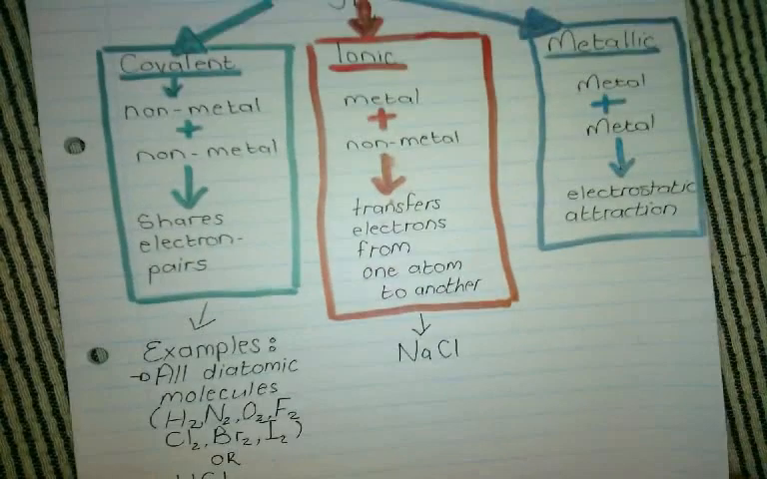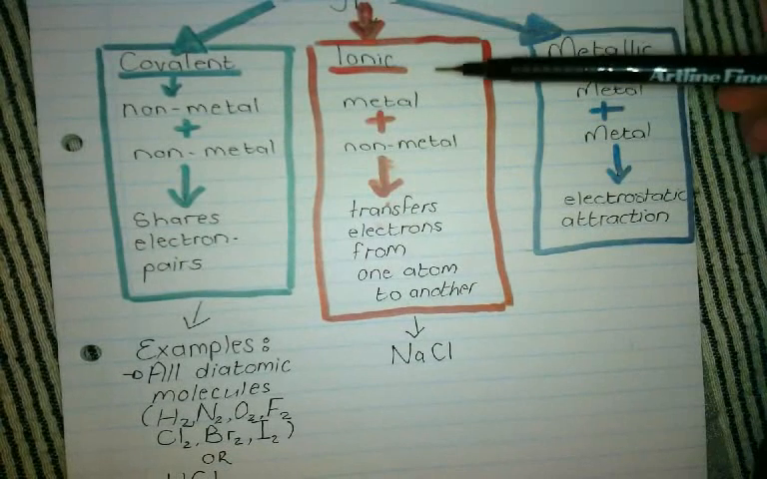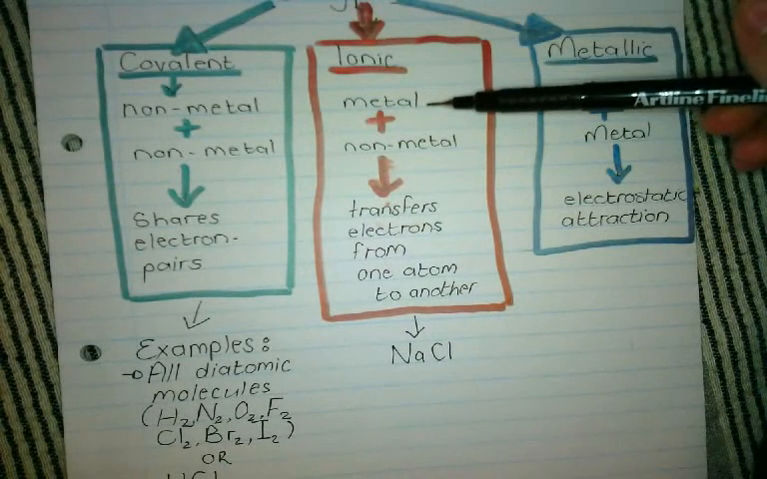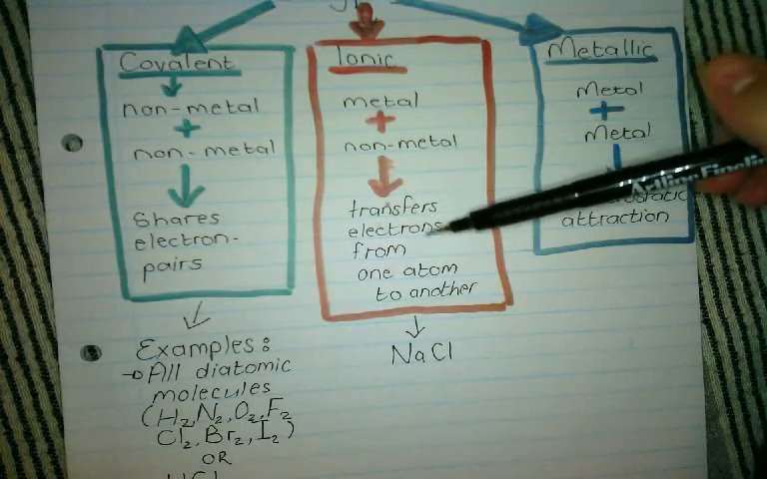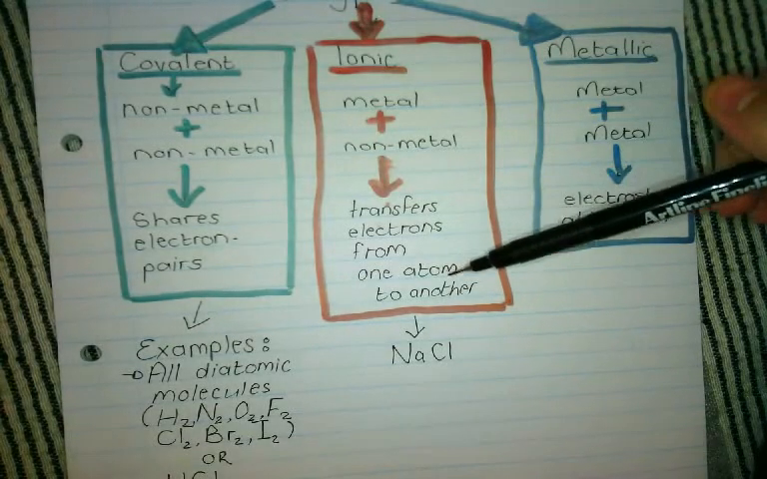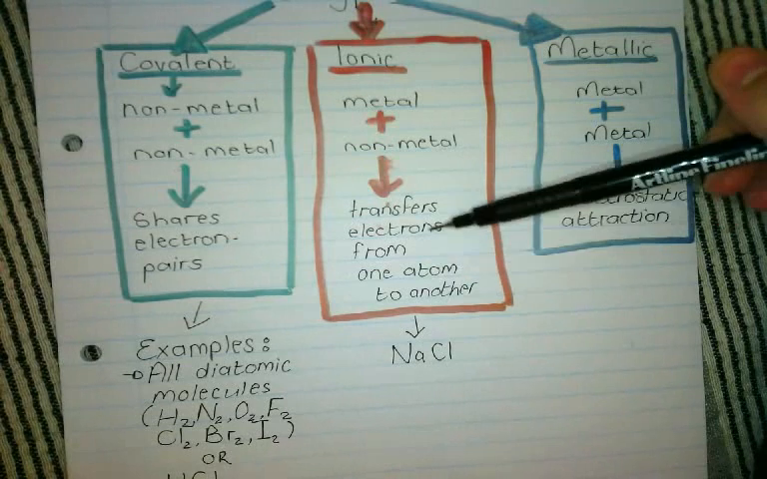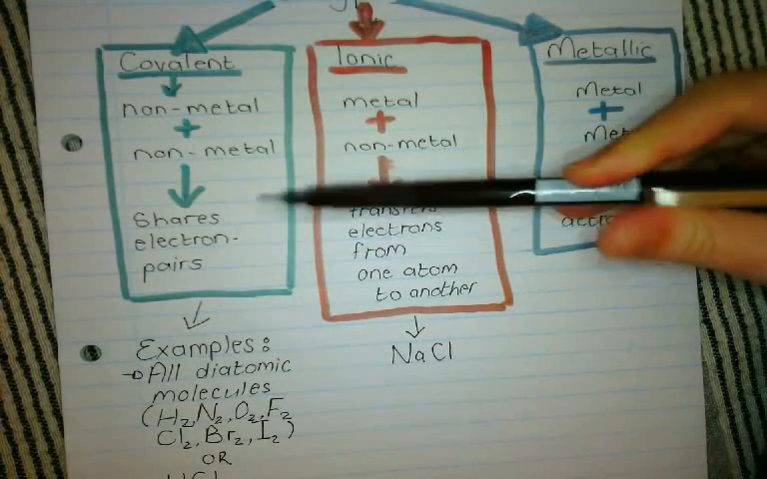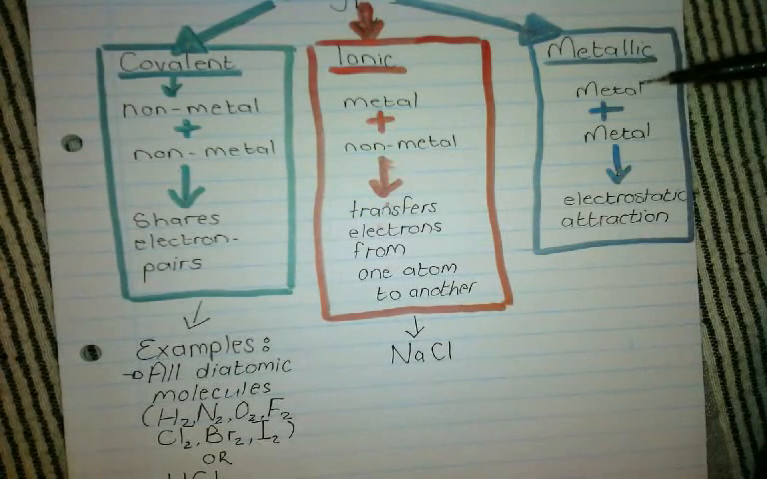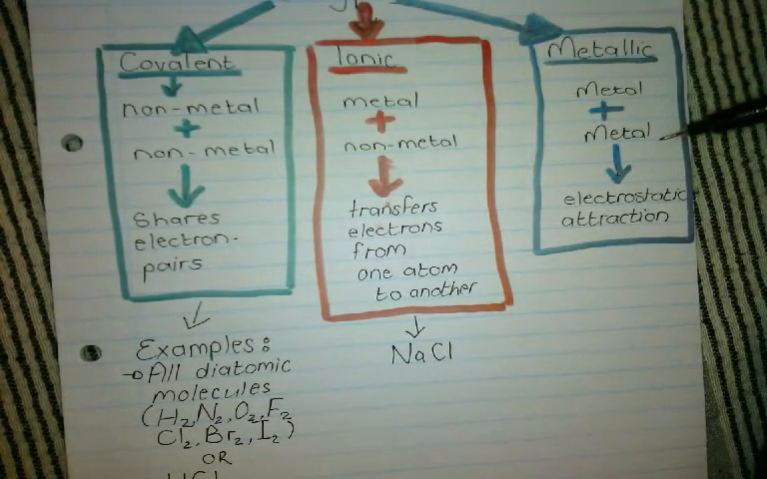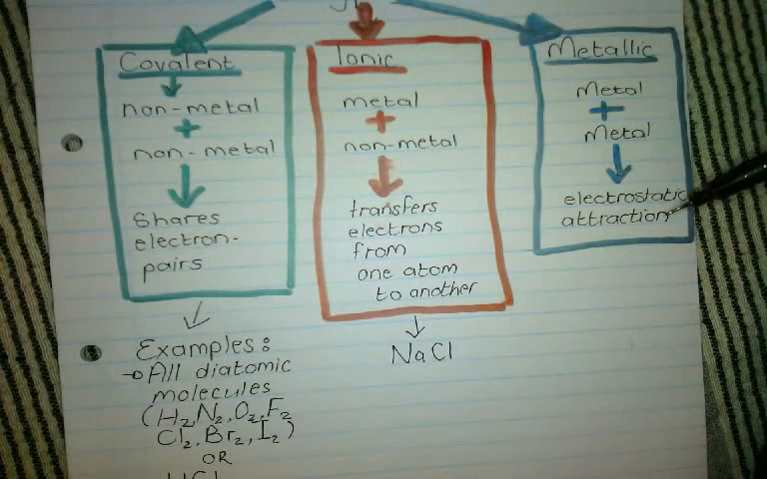The second type we have is ionic bond. Okay, that is when I have a metal that binds with a non-metal. And they will transfer electrons from one atom to another. They will not share an electron pair as the covalent bonds will. And the third type I have is a metal and a metal bond. And they will bind according to the electrostatic attraction between them.